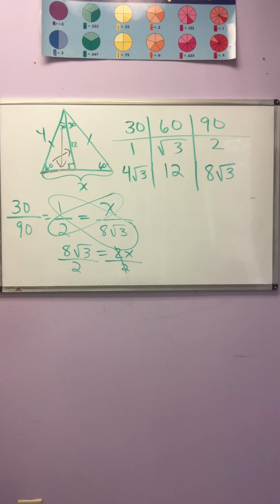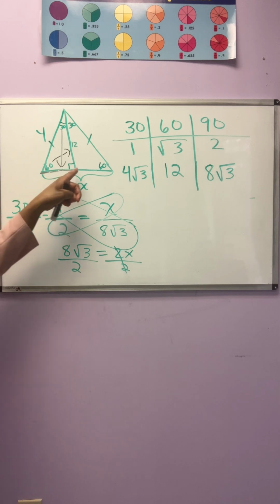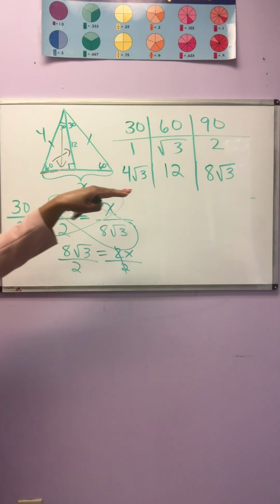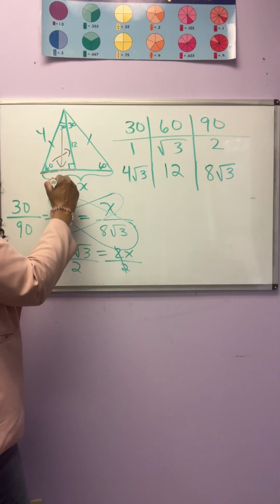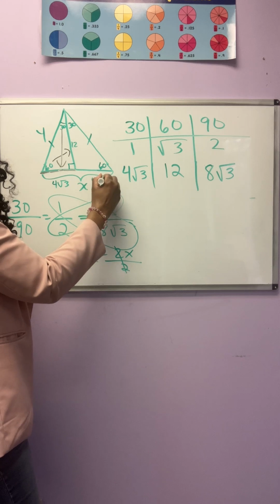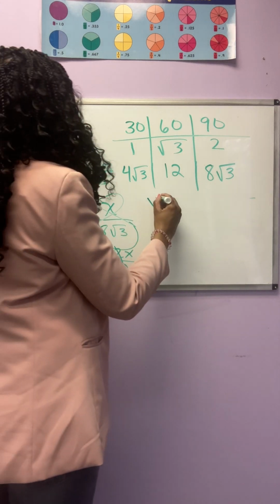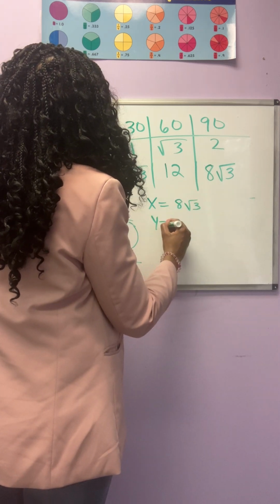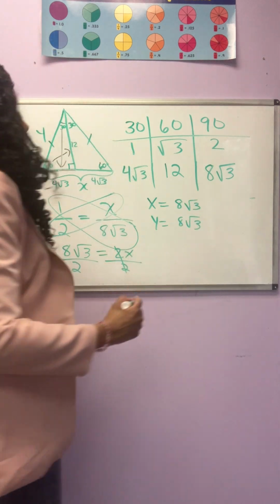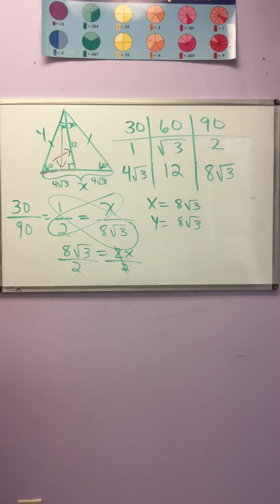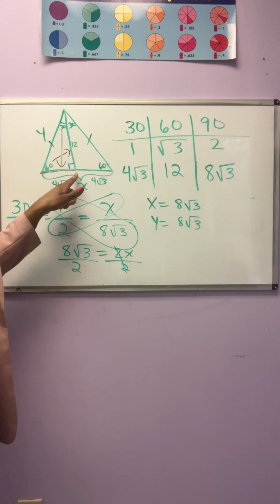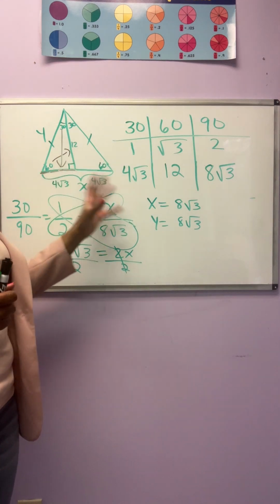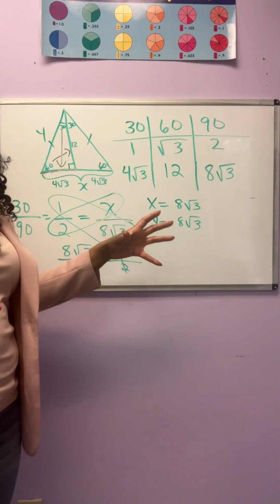But actually, this problem was not asking us just to solve for the 30. It's actually asking us to solve for the whole bottom. So if this is 4 square root of 3, on this side is also 4 square root of 3. So for this problem, x equals 8 square root of 3, and y equals 8 square root of 3 for this particular problem. Now, if it was just the leg that they were asking us to solve, just that 30-degree leg, it would be 4 square root of 3. But they wanted that whole bottom base area. So that's going to be 8 square root of 3.